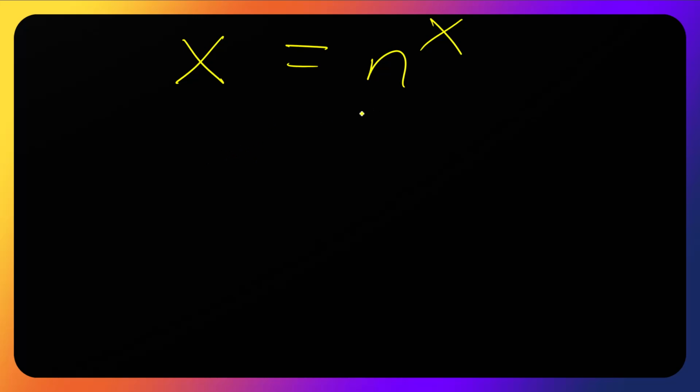Now let's write x in terms of n. Then let's find x. Looking at this one, the only way out is to bring the power down, and we can only do that by taking log on both sides.